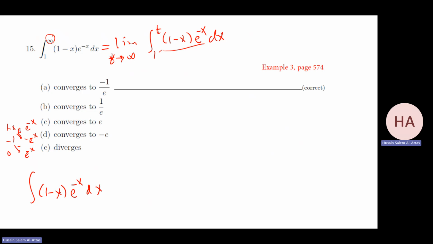Plus, minus, that gives me what? x minus, 1 minus x, same, 1 minus x, e to the minus x, minus e to the minus x. So that gives me, let's see, minus x e to the minus x. It will be e to the minus x. You can check, differentiate, you get what? Minus e to the minus x. That would be.